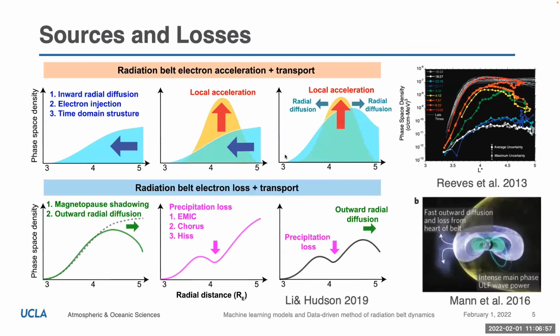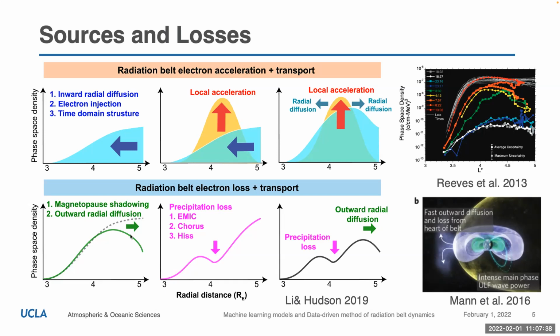So I'd like to briefly talk about the source and the loss mechanisms. In the previous years, electron injection together with inward radial diffusion were considered to be the primary mechanism driving the acceleration in the radiation belt. However, recent satellite observations have shown clearly that there exists a growing radial peak in the heart of the radiation belt, indicating that some local acceleration is going on. And it's been discovered that this acceleration is driven by chorus waves.